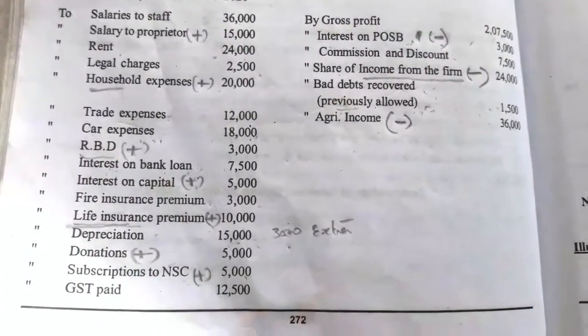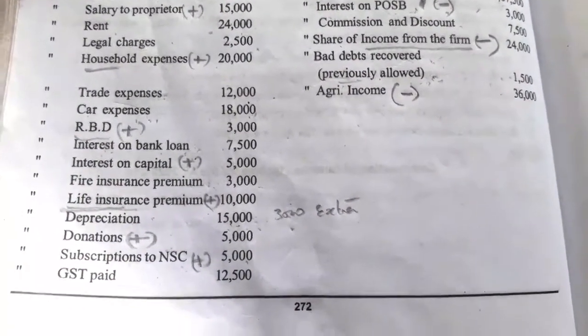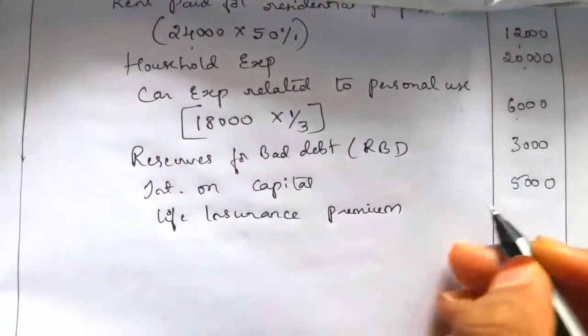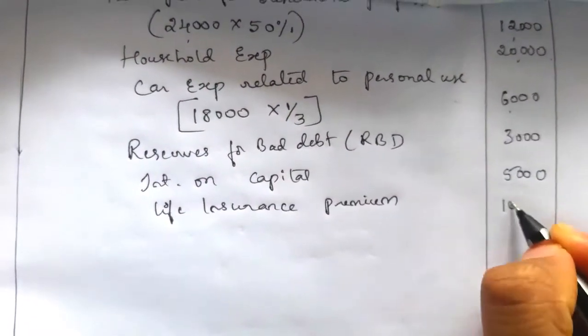Then life insurance premium is relating to personal expenses, so it is disallowed. So the amount of life insurance premium is rupees 10,000.